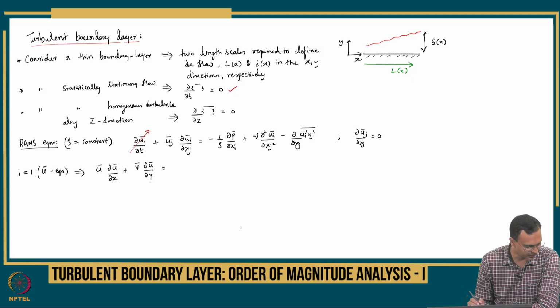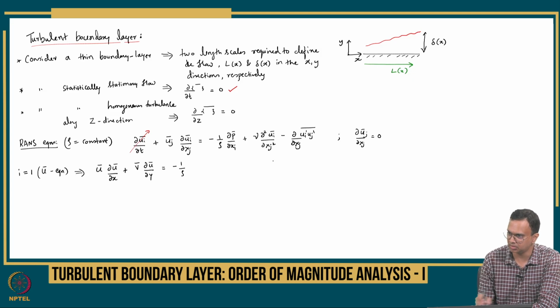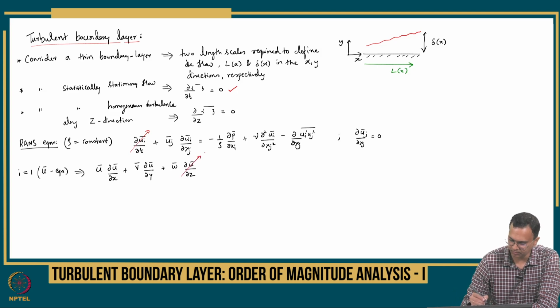So I'm going back to this xy coordinate system, and then I have minus 1 by rho. So i equal to 1, so the pressure gradient is applied along the x direction. So I have dou p bar by dou x. The third one is already 0 here, so I'm not writing it, but okay, I can write it down. The third one, which is your w bar dou u bar by dou z, this is 0, because of the statistical homogeneity along the z direction.